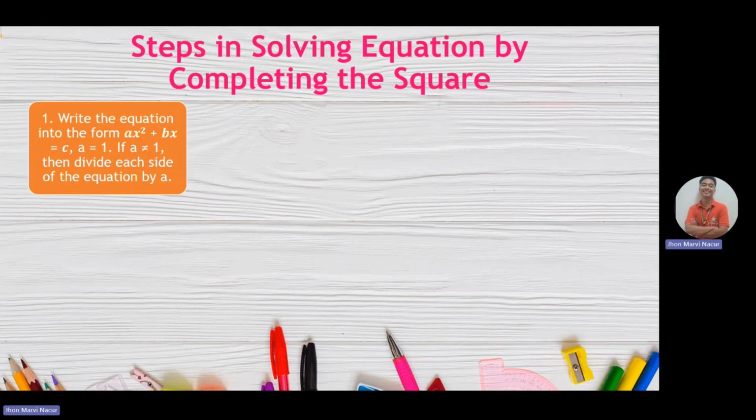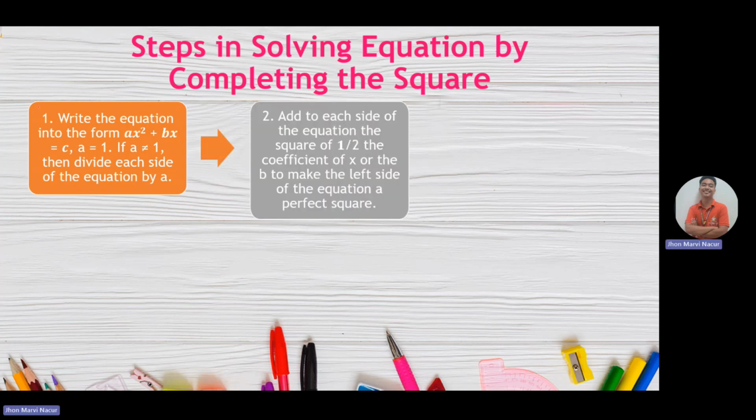So we have here our steps. First, we need to write the equation in the form of ax squared plus bx is equal to c, where a must be equal to 1. If a is not equal to 1, then we need to divide the whole equation by the value of a.